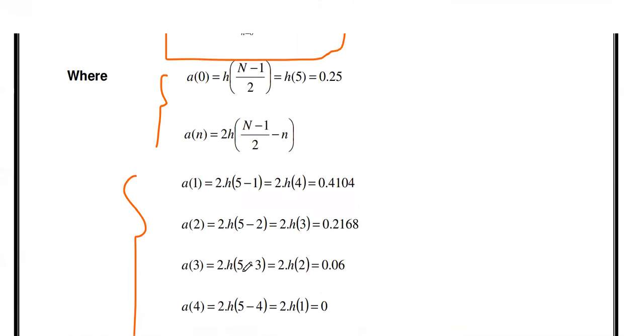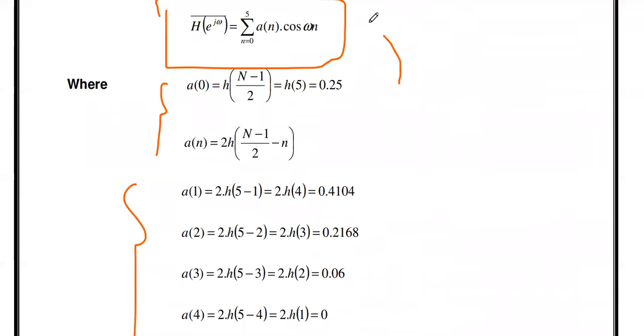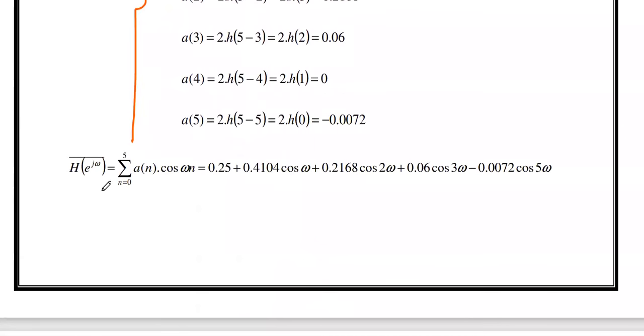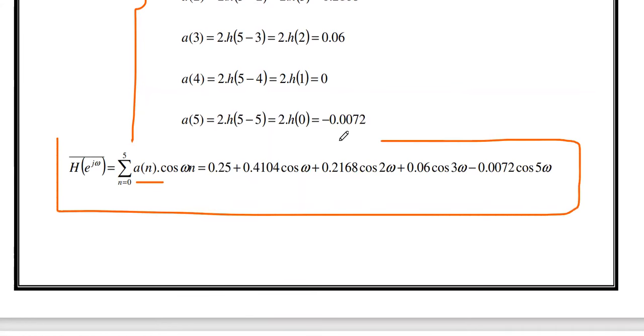After calculating these coefficients, you just substitute them in the magnitude response. Therefore, H of e power j omega equals a of 0, 1, 2, 3, 4, 5 substituted. So the magnitude response equals 0.25 plus 0.4104 cos omega plus 0.2168 cos 2 omega plus 0.06 cos 3 omega minus and so on. Okay, so this is the answer.